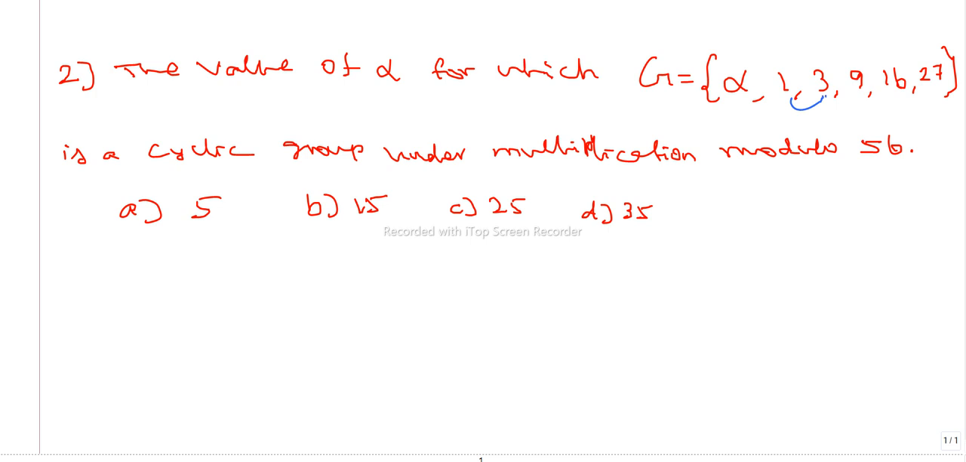Suppose you multiply 3 with this, 3 into 9 is 27, it is there. But what about 3 into 16? 3 into 16 is 48. Okay, am I correct or not?